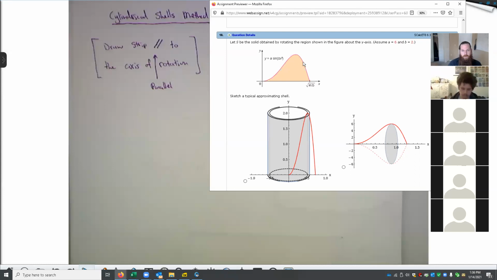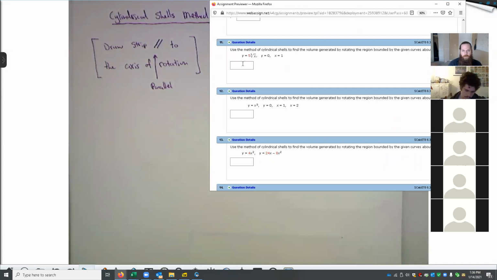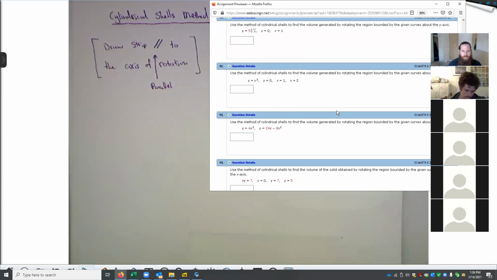Because if you tried to solve this using the disk washer method, you would end up not being able to find big R and little r. They would need to be given as functions of y, but there's no way to invert this function and solve for y because it's not a one-to-one function. Let me try something that is a little less conceptually heady so we can sort of wrap our brains around it more readily. I'll do number 12.